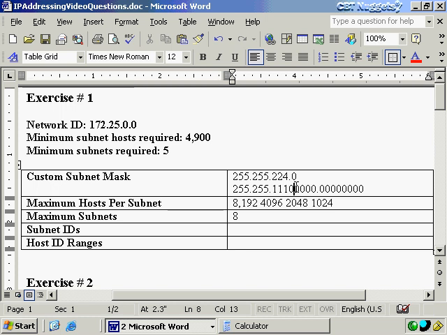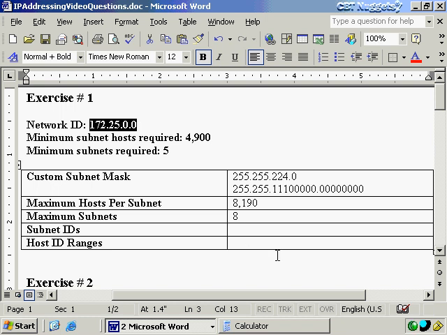Now, another thing we need to do is figure out what our subnet IDs are going to be. And this will be the address ranges that are available per subnet. So now I've got 8 subnets. I can't just use any IP address in this entire network ID for any of those. Because I'm custom subnetting, I'm going to be limited to a certain range within each subnet.